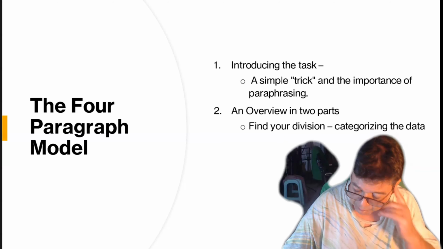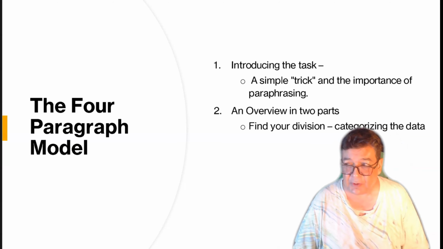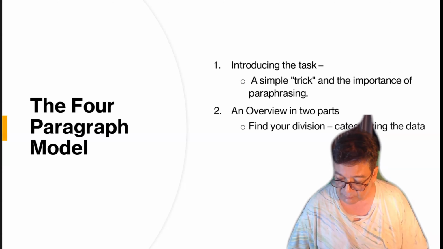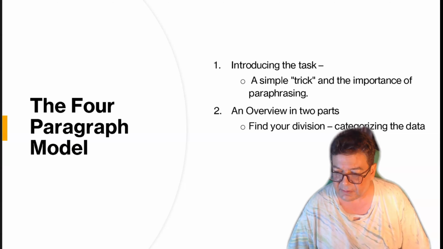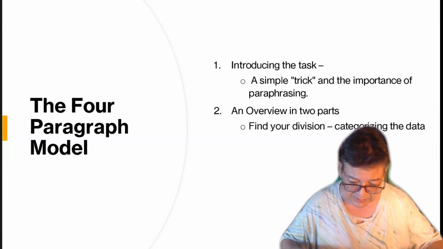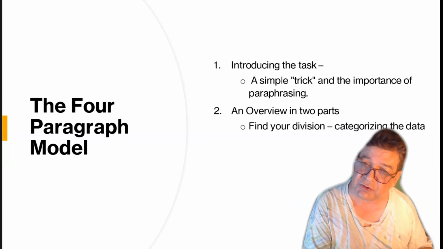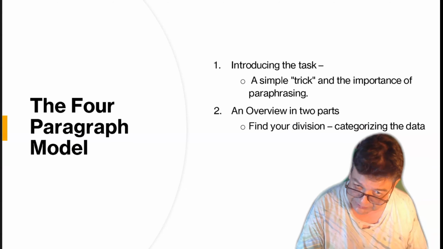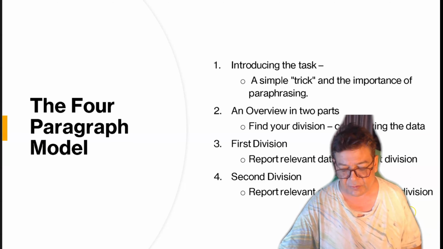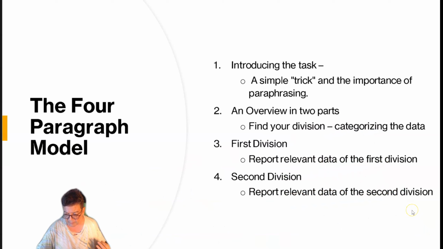Your overview, you want to use your overview to highlight the division in your table, in your data. You divide it into 2 parts. And in the first division, you categorize the data into a group and you describe the main features of that group, or what separates it from the other group, the second division. So your overview not only provides the most relevant features, but it provides an organization that you can follow with your body paragraphs.